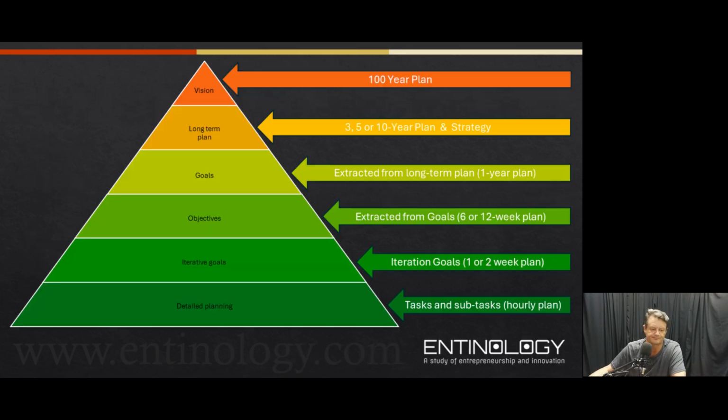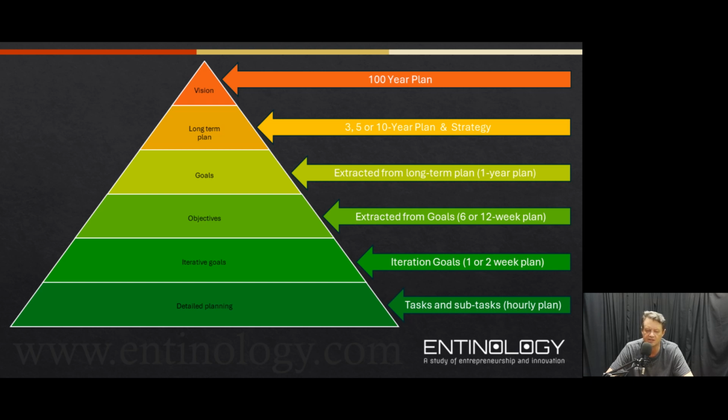So I'm going to move on to the next list, and here I'm looking more at how Entinology approaches things. Now, the first 2 points, the top of the pyramid, are just there to give you an idea of how we approach things around planning. So we've broken it up into a vision and a long-term plan, and a vision is normally your 100-year plan. This is set by the executive. It gives you an idea of where we are going.